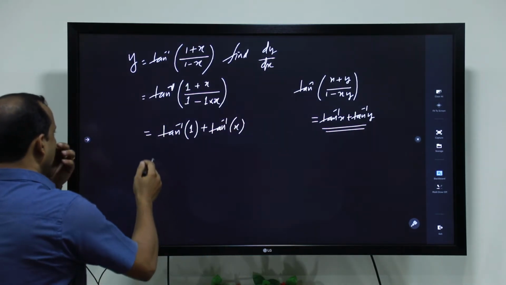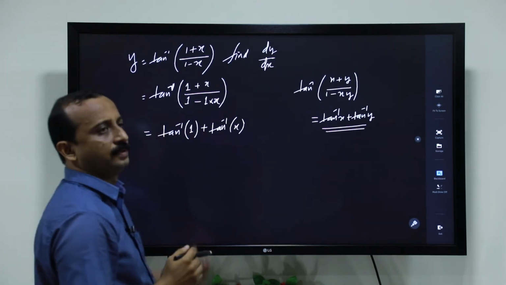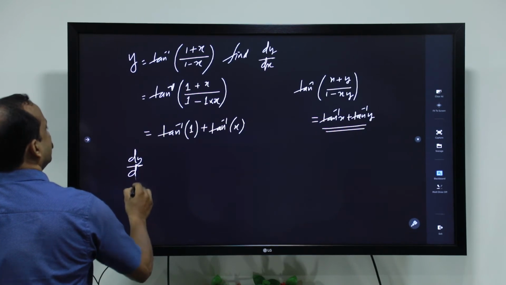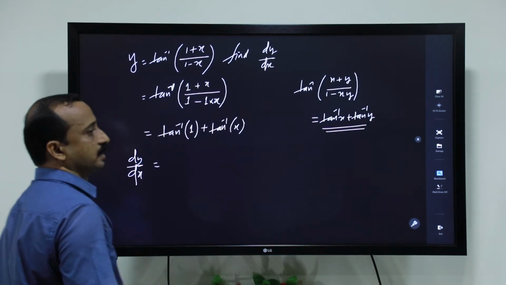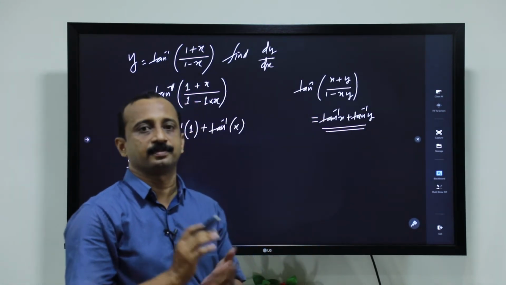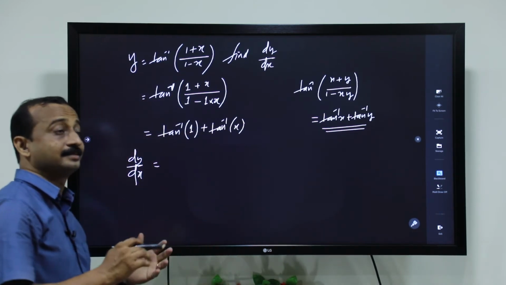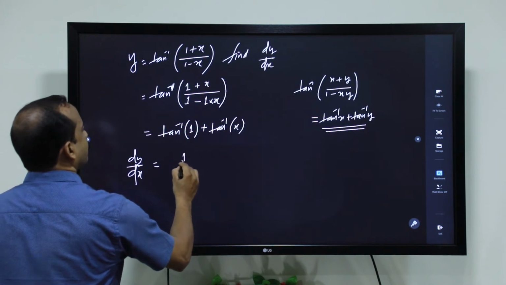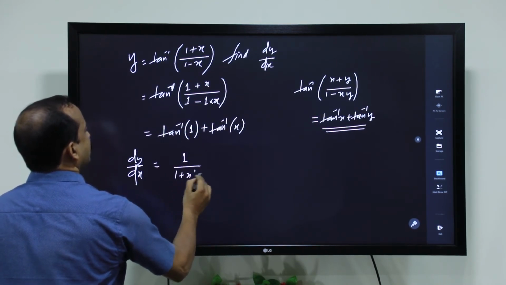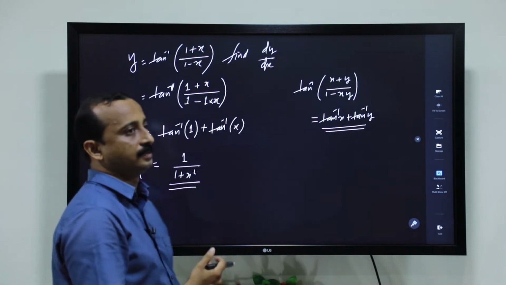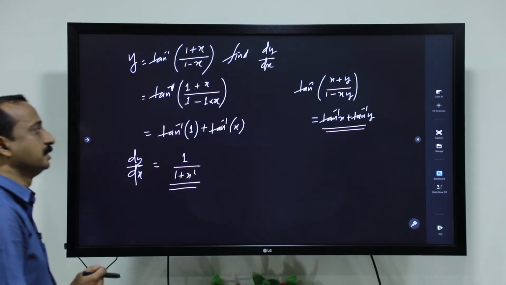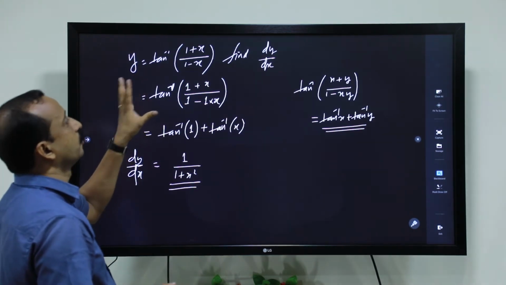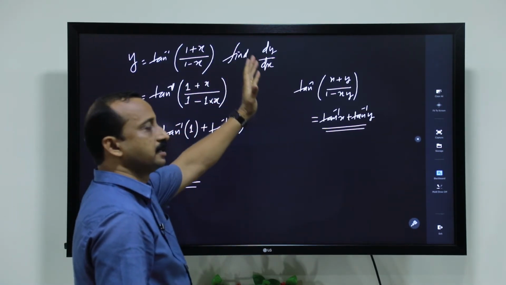You already know the derivative of tan inverse x is 1 by 1 plus x square. Now we differentiate with respect to x. Tan inverse 1 is a constant, pi by 4, and the derivative of that constant is 0. The derivative of tan inverse x is 1 divided by 1 plus x square. It's a very important problem, so learn this result by heart.